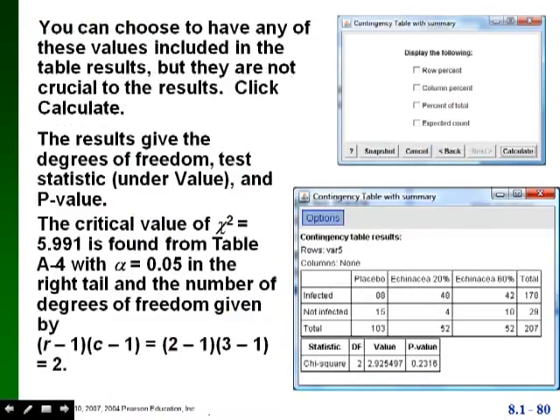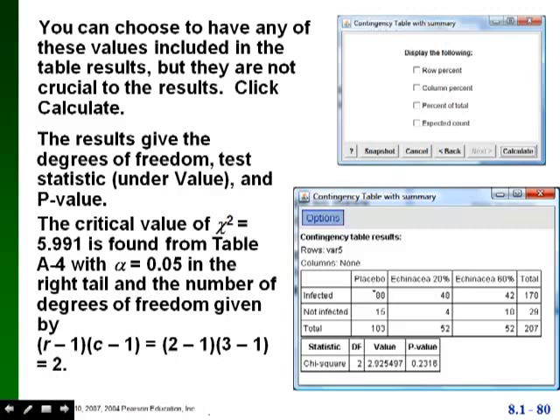And you can also, with this, have StatCrunch tell you different percentages if you want. So you can get a row percent, a column percent, a percent of total, or an expected count, which is like an expected frequency for all of the cells, if that's what you want. When I did this example, I didn't select any of those. But here are the results.